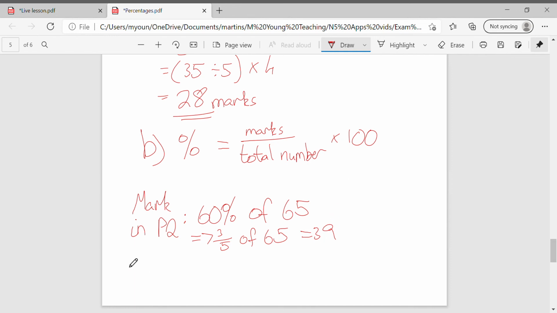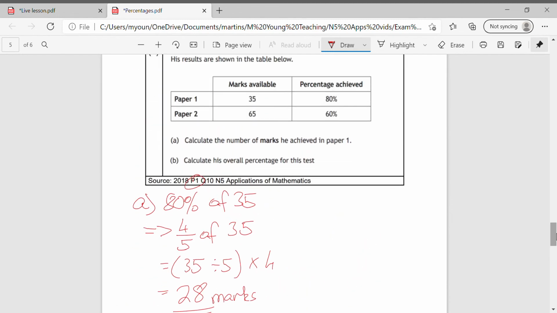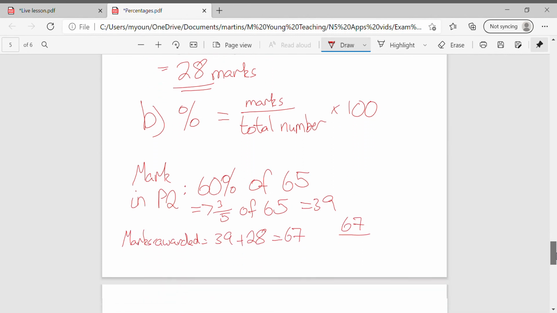So the total marks that they got, okay, so I'll just call this marks awarded. That's going to be 39 plus the 28 that you got before. 39 plus 28 is going to be 67, and he got 67 out of a total that we can work out just now. 35 plus 65, well that's actually dead easy, isn't it? Okay, total marks for this one.